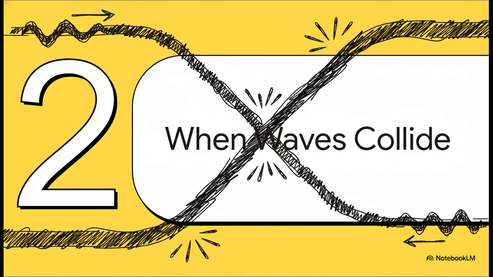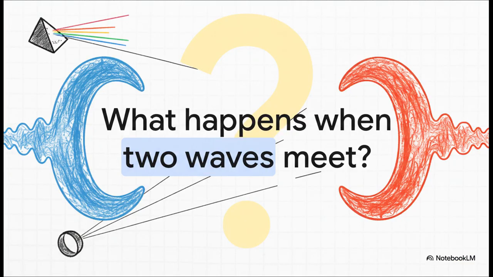Okay, things get really interesting when you have more than one wave in the same place at the same time. I mean, what happens? Do they collide and bounce off each other like billiard balls? Do they just pass right through? So, what does happen when two waves try to occupy the exact same spot?